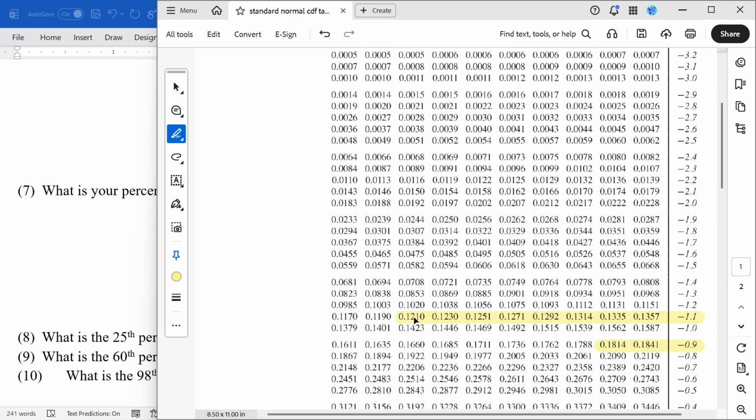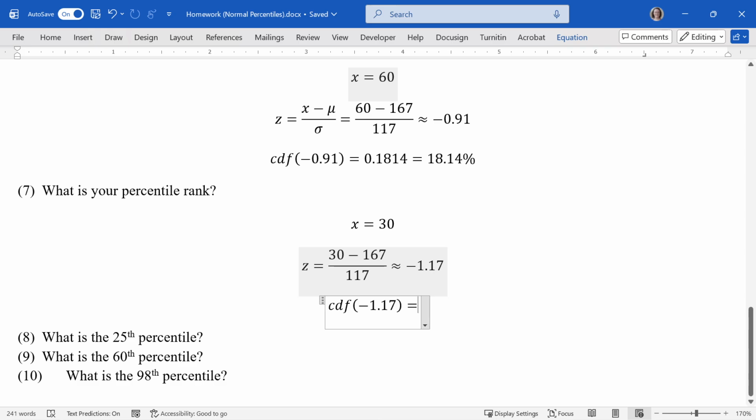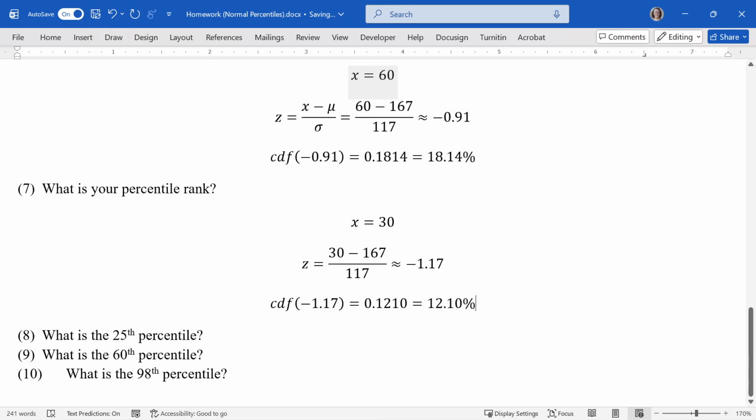So 1, 0, 1, 2, 3, 4, 5, 6, 7. So 0.1210. Okay. So if we sort the list of video watching times from least to greatest, I am 12.1% of the way along the list. So a few people watch less than me, but not that many.